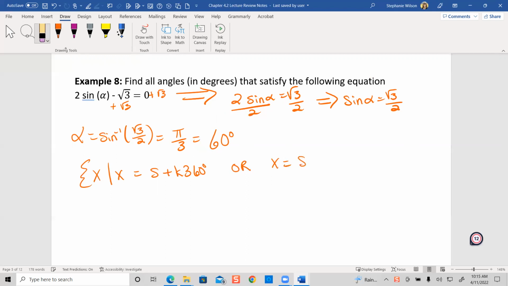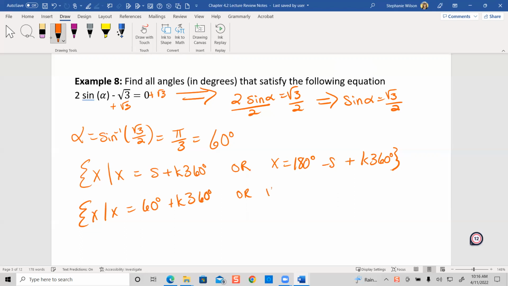Oops. It's for 180. There we go. 180 degrees minus S plus K of 360 degrees. And then we just plug in what we know. On this side here, we got to do some basic math. So we got 180 degrees minus the 60. So that is going to give me 120. Okay.